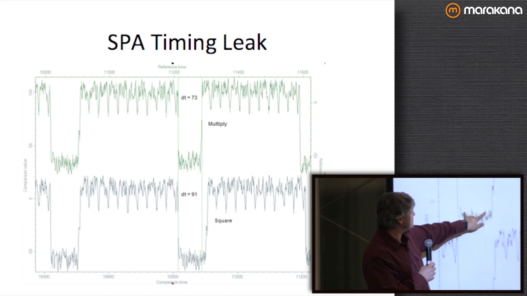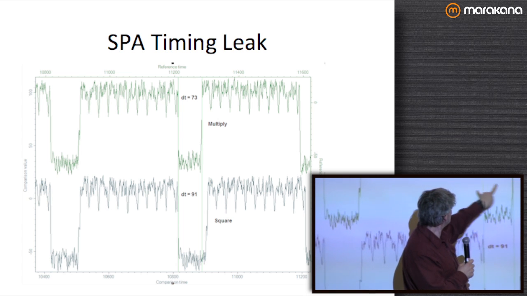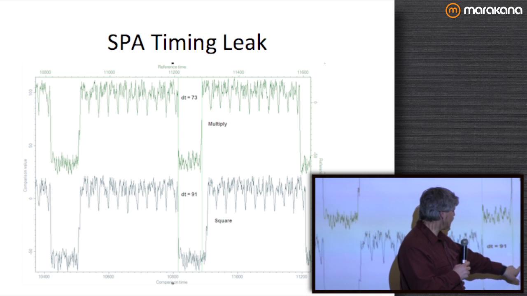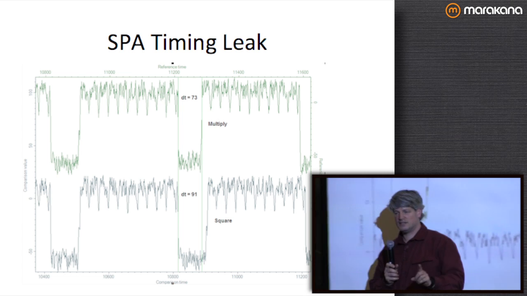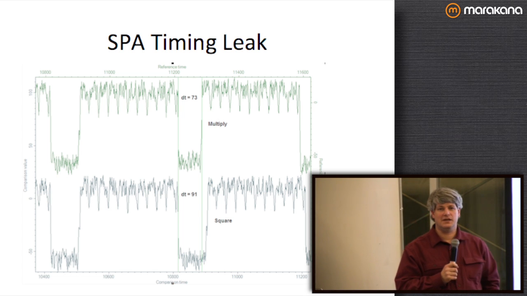So if you look at the difference of this gap, square, multiply, square, square, there's the difference. That's enough to tell you. Turns out you can write a Python script and extract the secret key automatically.